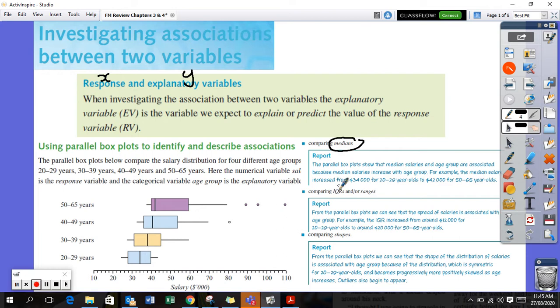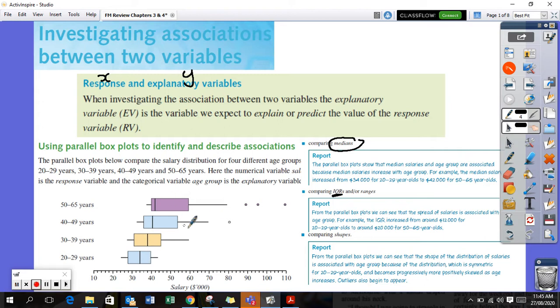The other thing we can compare is the interquartile ranges. The interquartile range is given by the box in the box plot. We can see the box is getting wider as we go to each age group. What that means is that there's a bigger spread of salaries in the middle 50% as we increase each age group. Also the range, from the bottom to the top, is getting bigger each time as well.